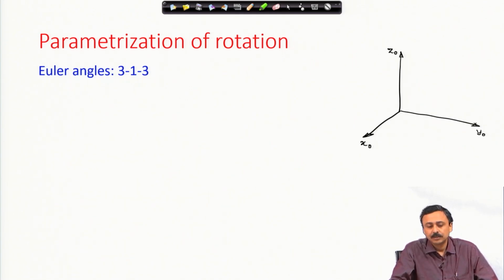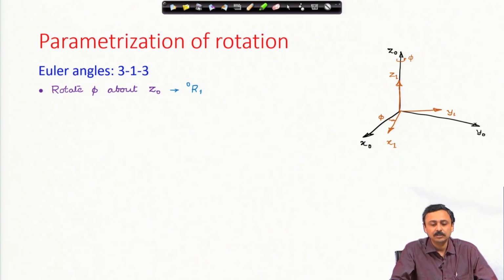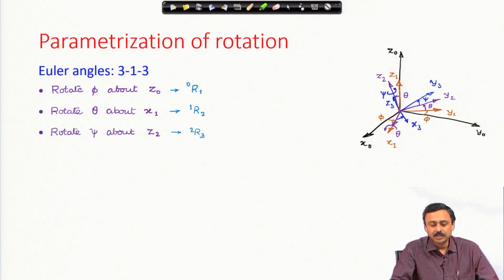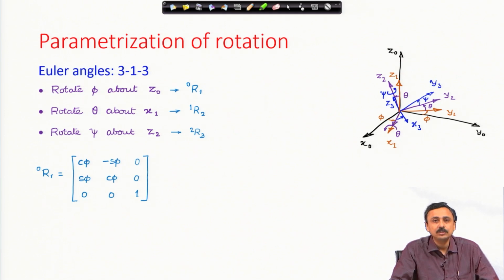Euler angles 313. As I just mentioned, the first rotation is about z naught by an angle phi. Rotate by phi about z naught, get the rotation matrix. Rotate by an angle theta about the new x axis, which is x1, and get the rotation matrix R from 2 to 1. The third rotation is about the new z, which is z2, by an angle psi, and get the third rotation matrix R from 3 to 2. This is R from 1 to 0, the first rotation about z. By now, you should be conversant with how to construct these matrices.